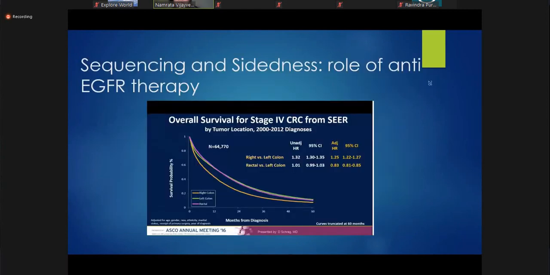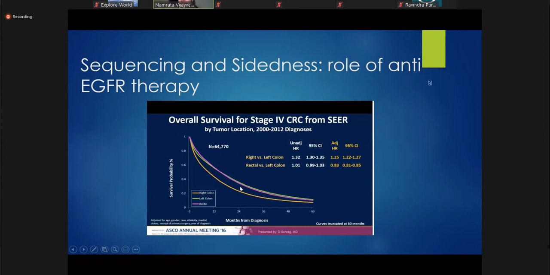Now, this next part is about sequencing and sidedness. That's how I put it, because they are sort of interconnected, since a lot of these studies have evaluated all that in different ways. There was this very interesting paper presented by Dr. Vinook et al. and Kurvez et al. from a SEER database, where they found that right-sided colon cancers tend to do way worse than left-sided colon cancers. As you can see here, the right colon is way down. The left colon and the rectum sort of go hand in hand in terms of overall survival.